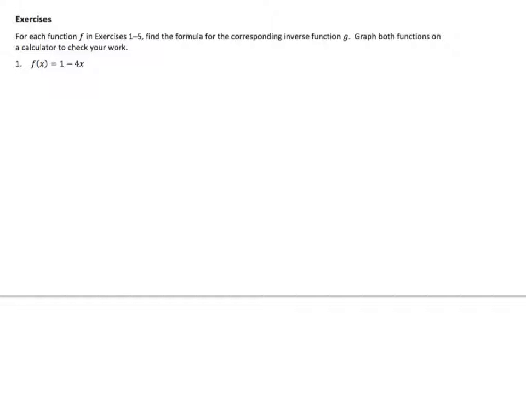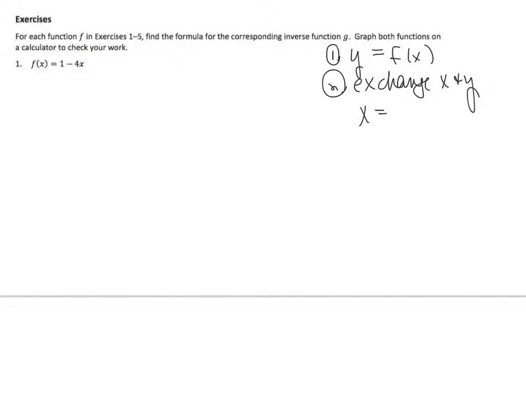So we're actually going to practice some procedures to find our inverse function. Let's look at this first. For each function f in the exercises 1 through 5, find the formula for the corresponding inverse function g. Graph both functions on a calculator to check your work. So the steps that we're going to work through are as follows. First we're going to write y equals f of x using what you're given. Then we're going to exchange x and y to get x equals f of y.